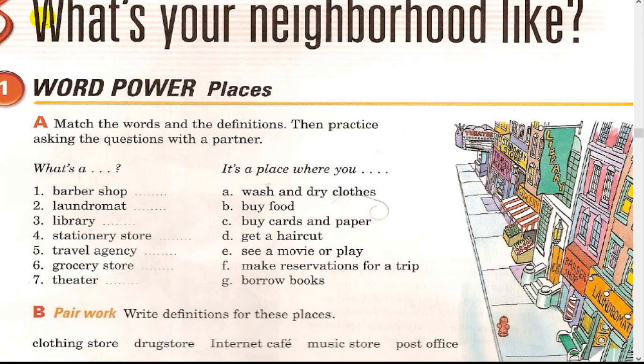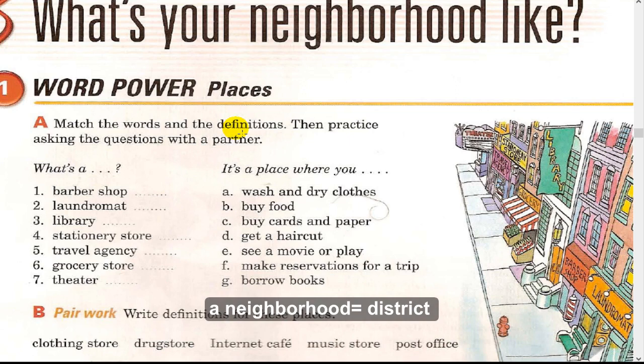Unit 8, Interchange 1, third edition. What's your neighborhood like? Word power. Places. In this unit, we will talk about the neighborhood. Neighborhood, the areas around your house, around your home. The area you are living in. Neighborhood, district.